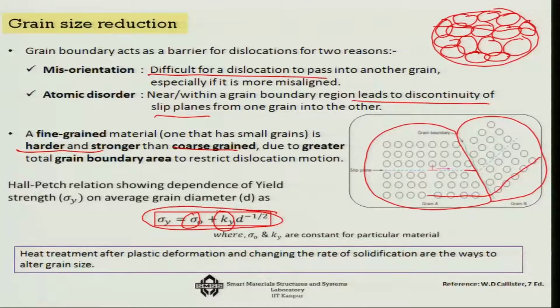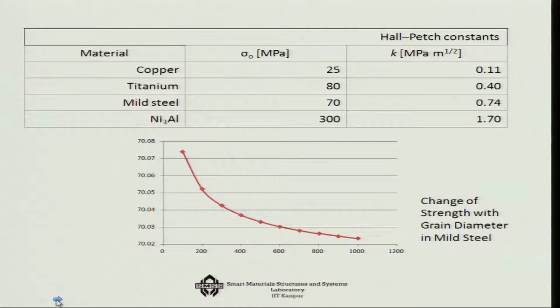Interestingly, that is the same thing Petch later observed: not only for mild steel but for other materials also, this same thing happens. People have found through experiments the values of these Hall-Petch constants. For copper, sigma 0 is 25 MPa and K is about 0.11 MPa meter to the power half; for titanium it is 80.4; mild steel 70.74; Ni3Al it is 300 and 1.7.